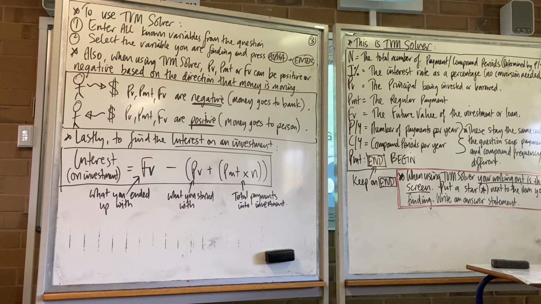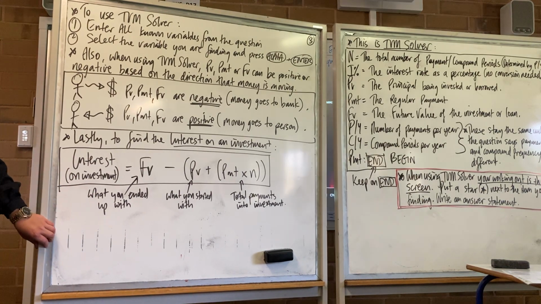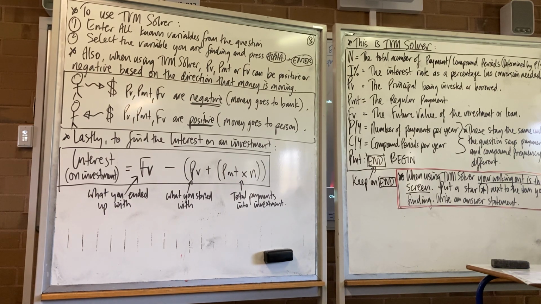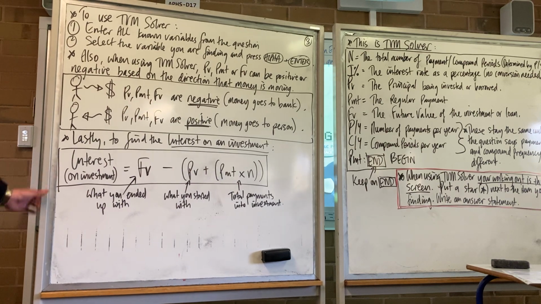Lastly, to find the interest on an investment, you use this formula here. So, might I suggest that you get that down. I'm going to check my camera alignment for YouTube, and then we'll do an example together.